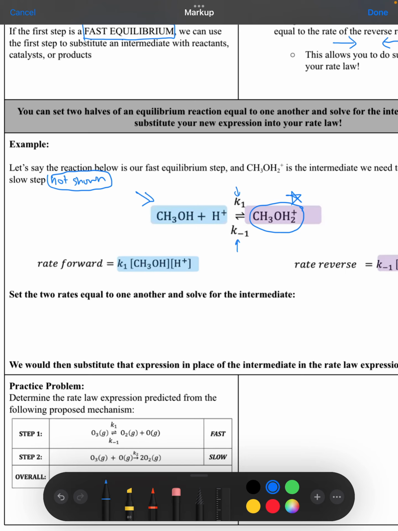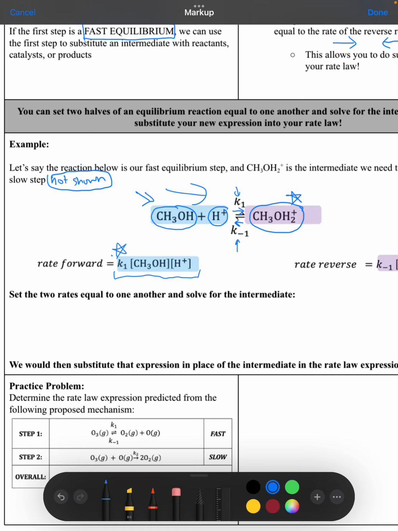K sub 1 represents the forward reaction, and K sub negative 1 represents the reverse reaction. So if I were to write a rate law for my forward reaction, that's the one going to the right here, that would be what you're seeing in blue down here. I would see that the rate of that forward reaction is K1 times the concentration of this reactant times the concentration of that reactant, which is what we're seeing here.